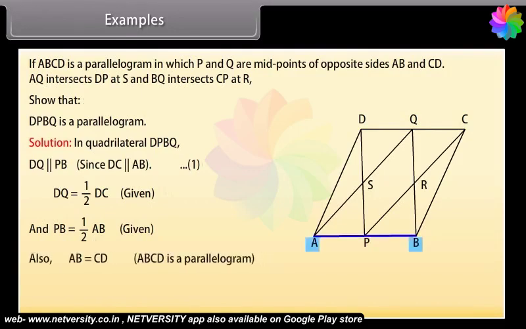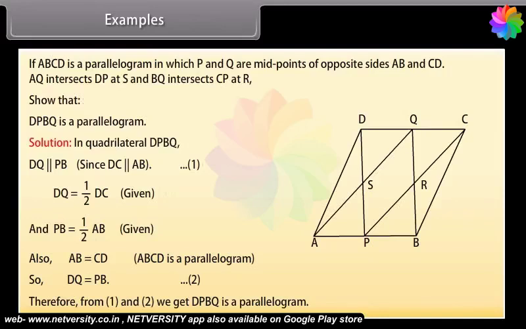Also, AB is equal to CD because ABCD is a parallelogram. So, DQ is equal to PB. Mark it as 2. Therefore, from 1 and 2, we get DPBQ is a parallelogram.